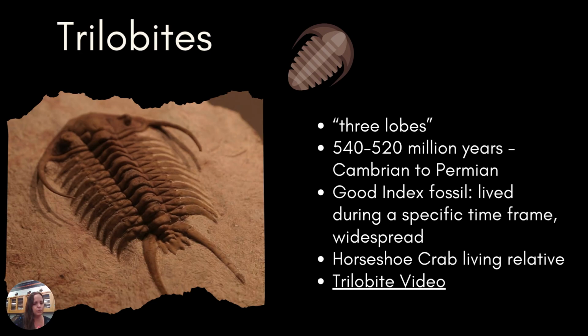The closest living relative is the horseshoe crab, which still exists in the ocean today. And then, as I mentioned before, there's a trilobite video there that you can watch if you want to learn a little bit more about trilobites than what I just talked about.